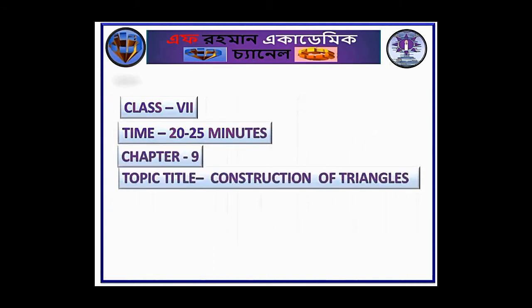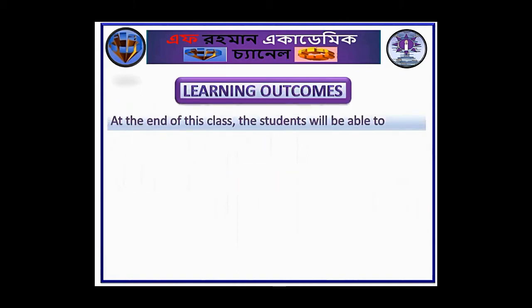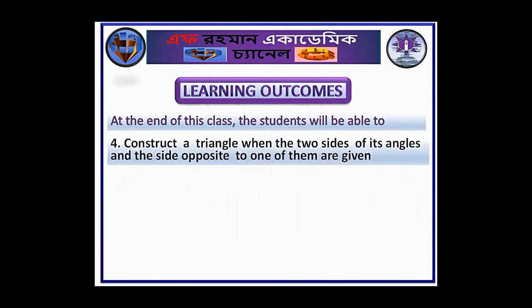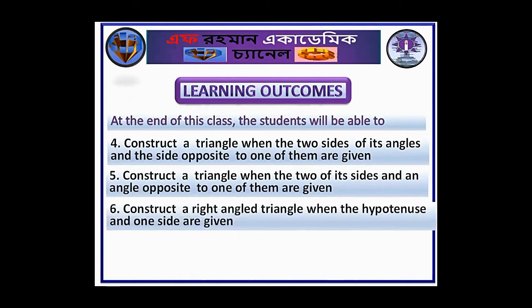We are going to lecture on construction of triangles. Learning outcomes. Dear learners, at the end of this class, you all will be able to construct a triangle when two of its angles and the side opposite one of them are given, construct a triangle when two of its sides and the angle opposite one of them are given, and finally, construct a right angle triangle when the hypotenuse and one side are given.